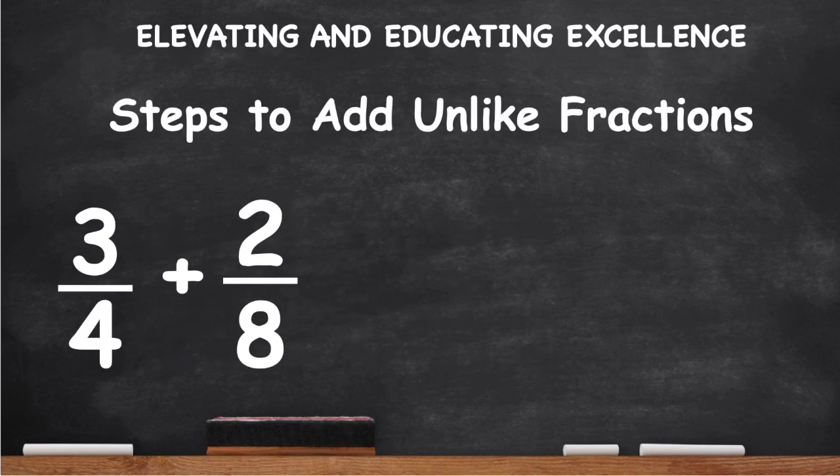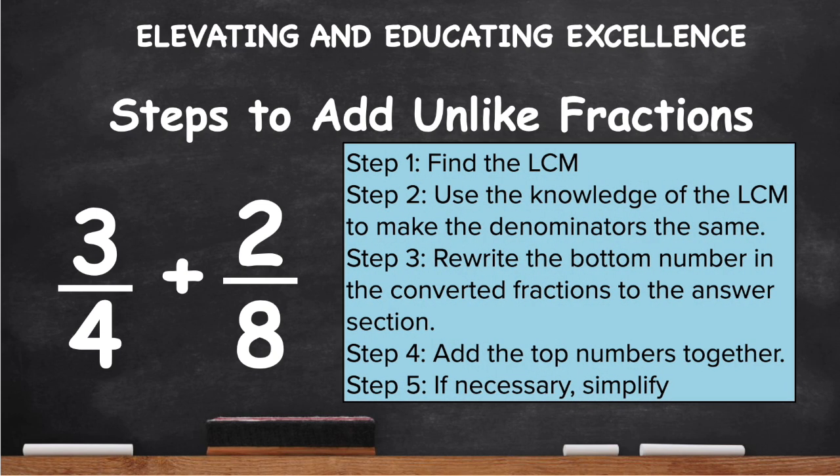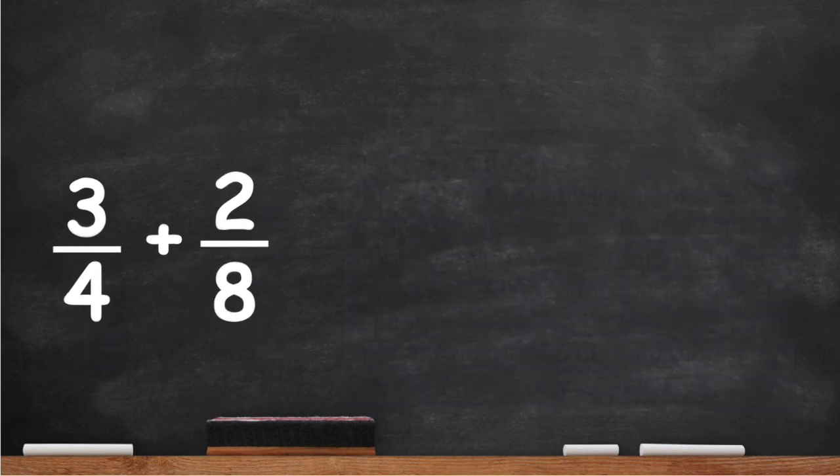Let's first determine what are the steps to add unlike fractions. Step number 1, find the LCM. Step number 2, use the LCM to make the denominators the same. Step number 3, write the bottom number in the converted fraction to the answer section. Step number 4, add the numbers together. And step number 5, if necessary, simplify.